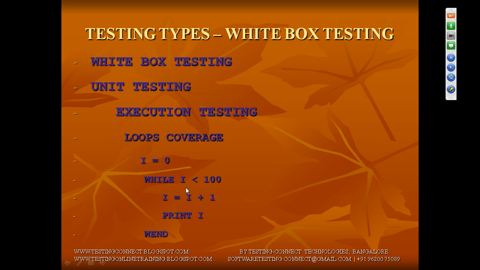So initially I is 0. 0 less than 100, is it true or false? 0 less than 100, correct, right? So I equals 0 plus 1, 1. Print 1. 1 less than 100, true or false? True, okay. So 1 plus 1, 2, print 2. 2 less than 100, true. Then 2 plus 1, 3, print 3. Then 3, 4, 5, up to 99.